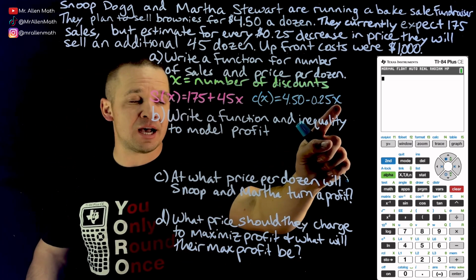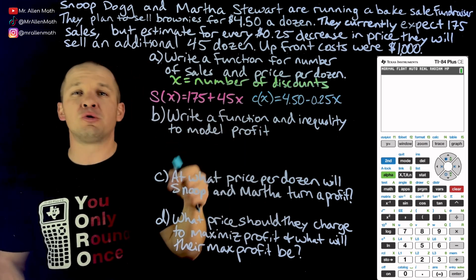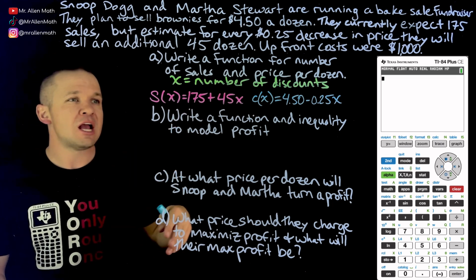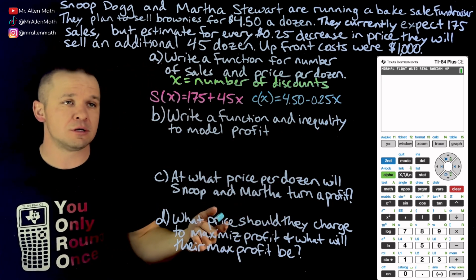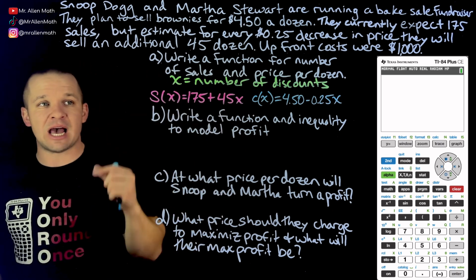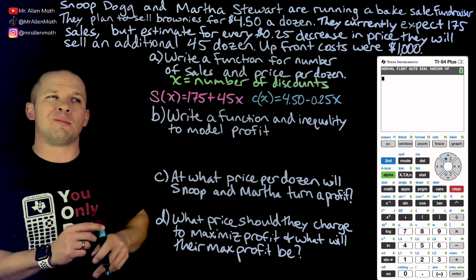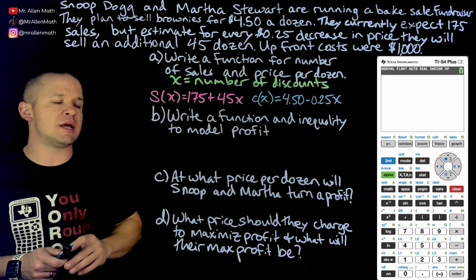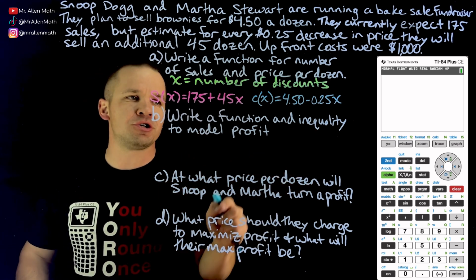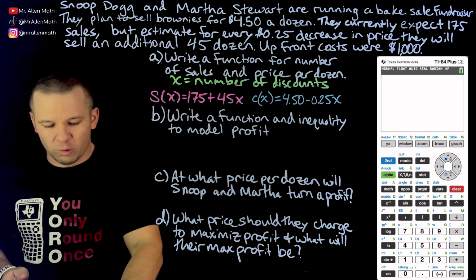If I do one discount, we're at $4.25, and I have 220 sales, right? I add the 45. If I do two discounts, I'm going to be at $4 a dozen. I'd be adding 90 to that, and I get 265 sales, so on and so forth. But let's figure out maybe what the best case scenario is. So now we got to write a function and an inequality to model profit. Well, what's profit going to be?